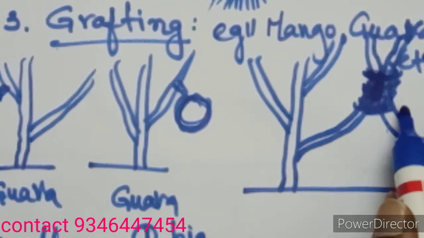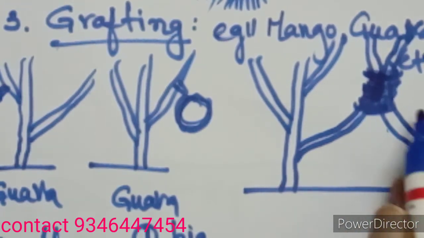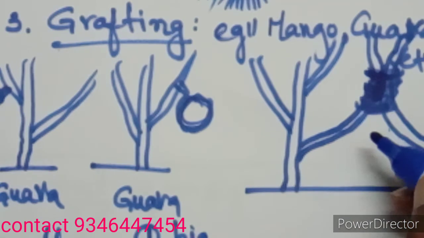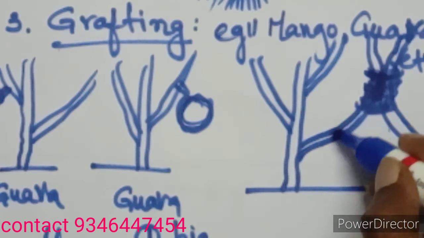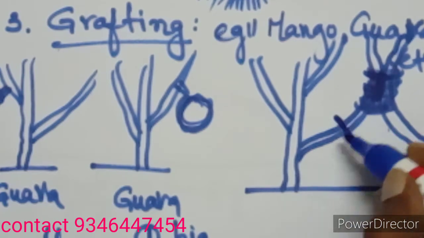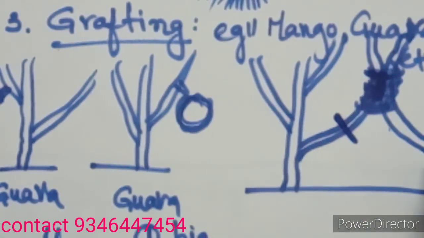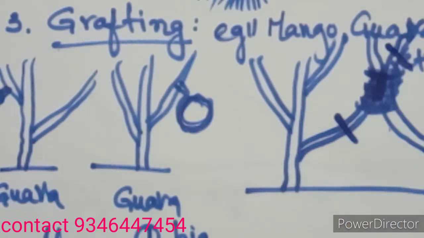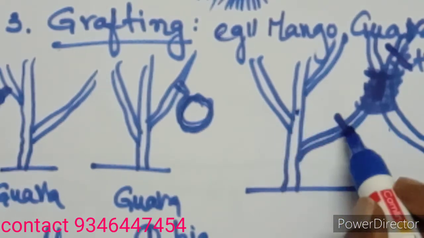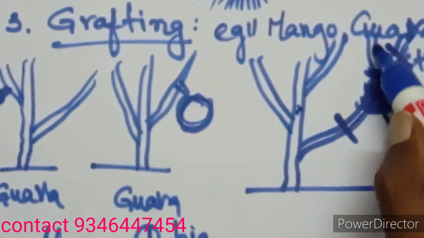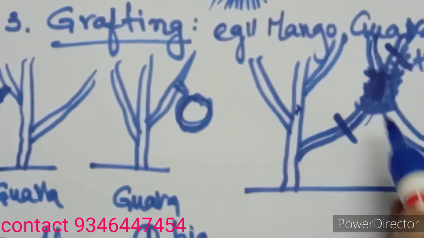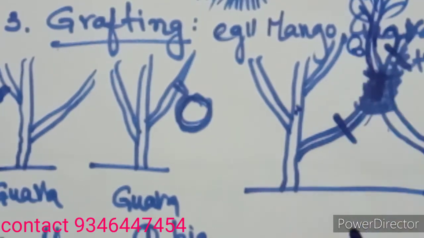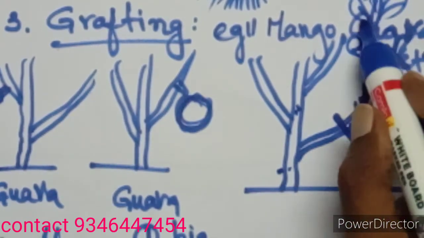After some time, we cut this plant's stem here, and this plant's part here is cut off. Now this plant part is growing here. After some time this part starts to grow and gives leaves, everything also. That means this plant part grows on the other plant.